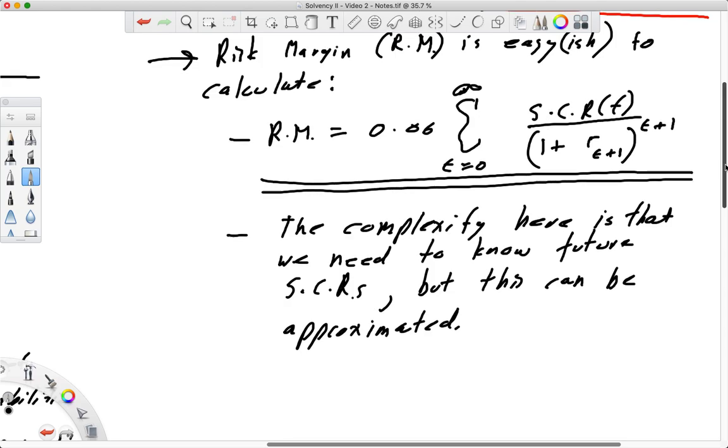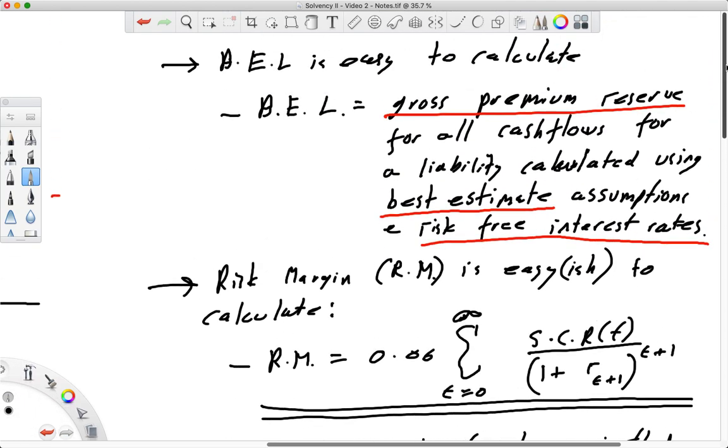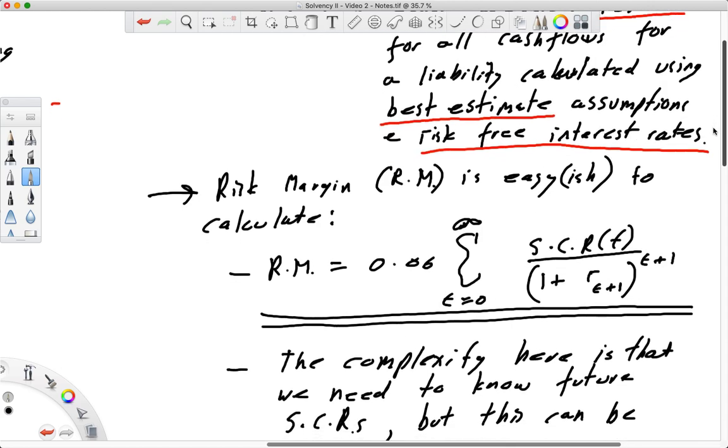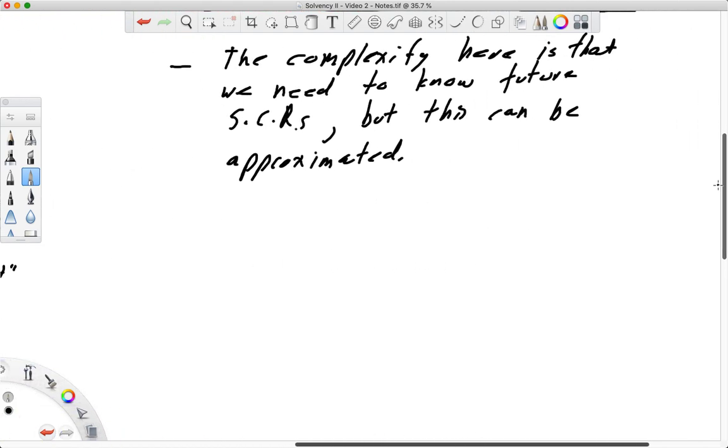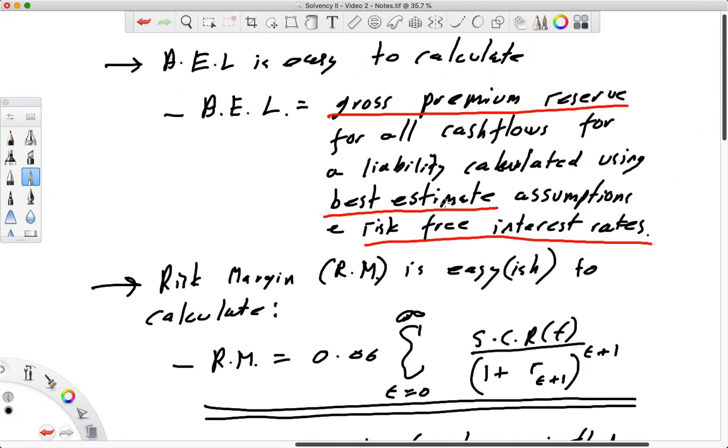So what is the point of all this? So what we're trying to do is mimic the market value of liabilities. So that's the piece that we want to have here. And instead, we're splitting it into two: a best estimate liabilities plus a risk margin. The best estimate liabilities is just a gross premium reserve, discounted using risk-free interest rates. In fact, these risk-free interest rates are the same things as these. Discounted using risk-free interest rates, best estimate assumptions, so it's standard reserve.